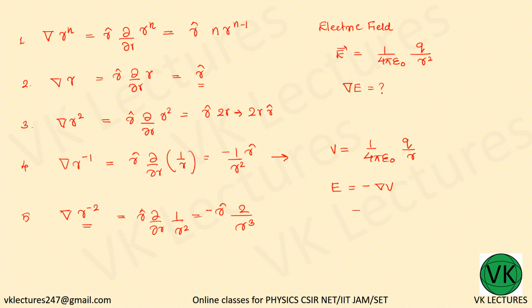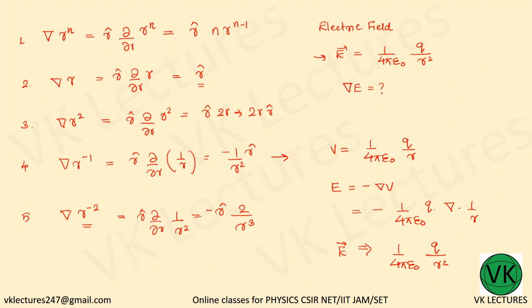So what do you get? That's equal to minus del V, 1 by 4 pi epsilon naught Q into gradient of 1 by R. So that's equal to minus 1 by R square. So what you are going to get is minus and minus, it will become plus. So 1 by 4 pi epsilon naught Q divided by R square. This is nothing but our electric field.